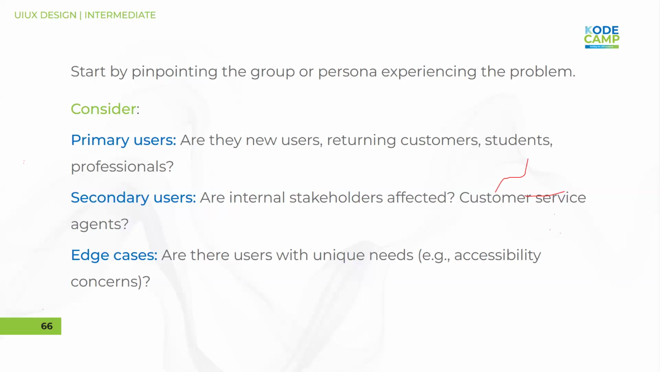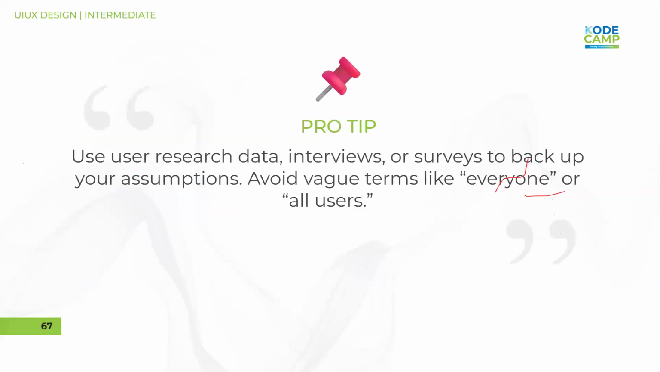So let's look at a pro tip. Use user research data, interviews, or surveys to back up your assumptions. Avoid vague terms like everyone or all users. This is where you need to be specific.